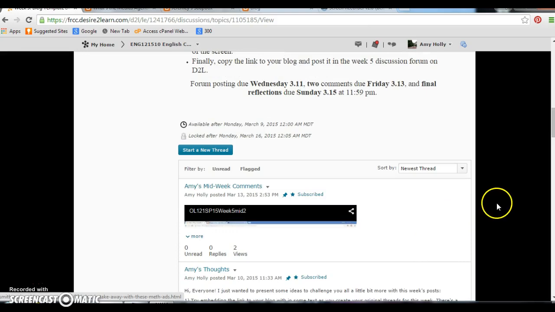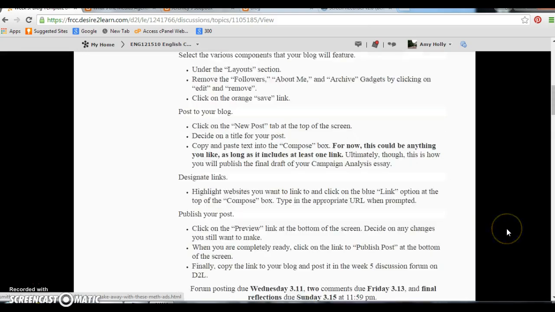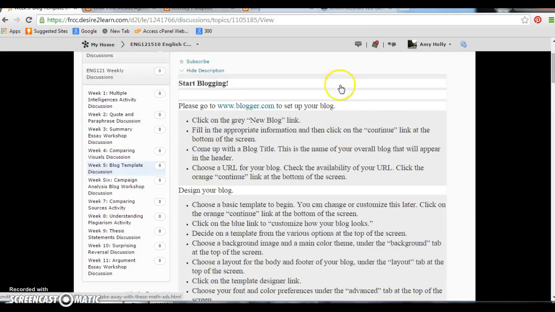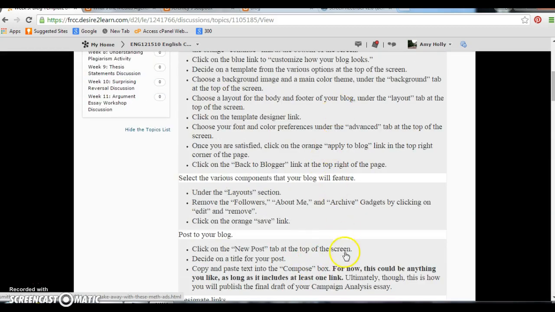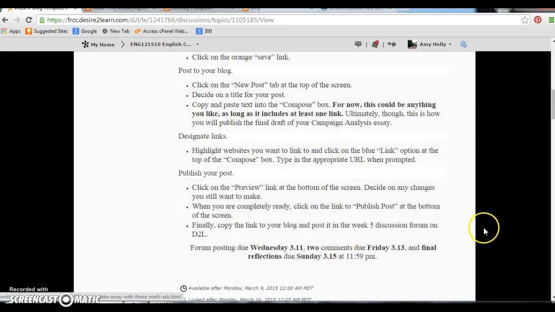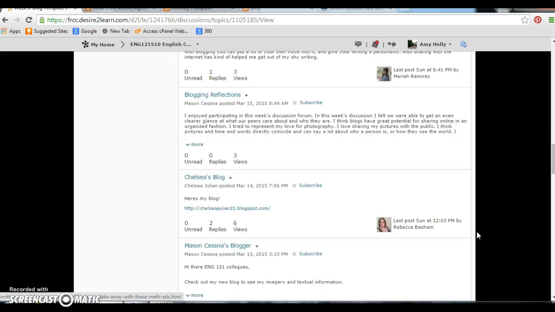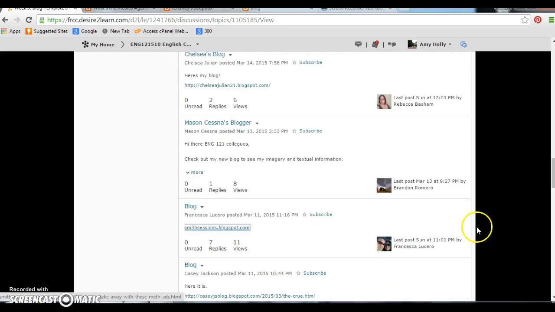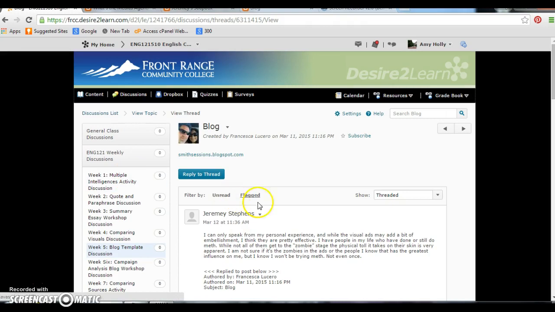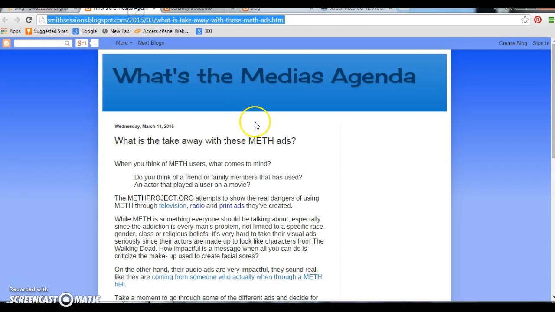So I have a few examples of blogs that I think really fit the criteria that I was looking for in the instructions that you saw here. So I wanted to point those out. There were several of you who were able to meet all of the criteria, but I just pulled out a couple because obviously I didn't have time to talk about all of them. But one of the first ones that I noticed was really strong was Francesca's blog.